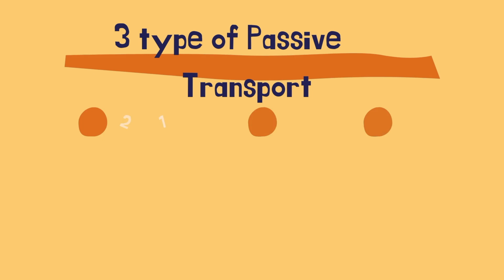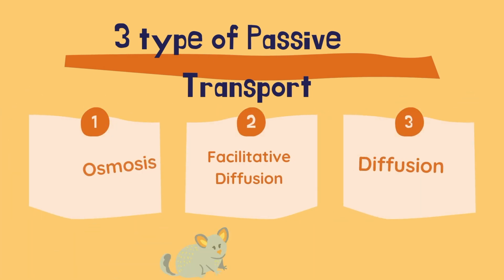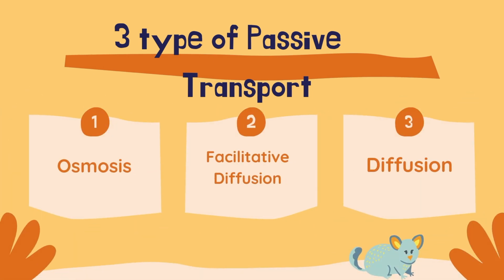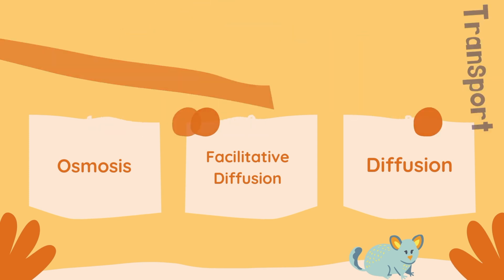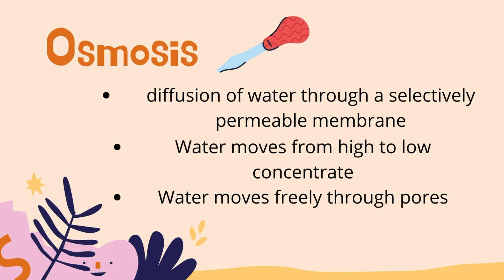Now, there are 3 different ways to do passive transport. There's osmosis, facilitative diffusion, and just normal diffusion. So the first thing we're going to go into is osmosis.